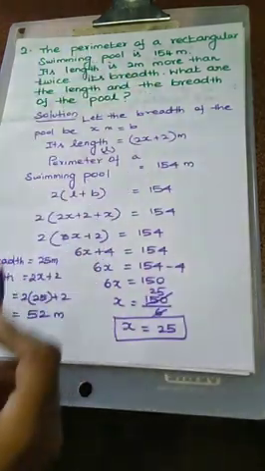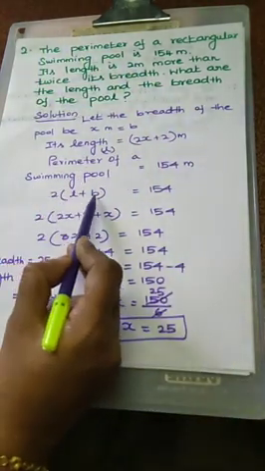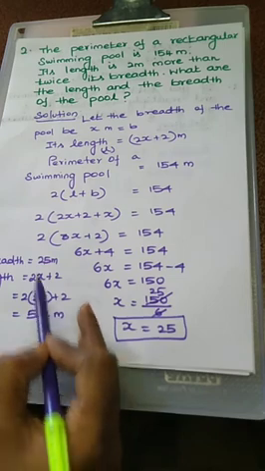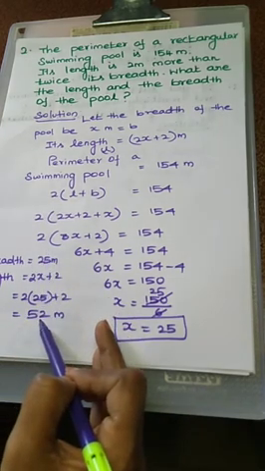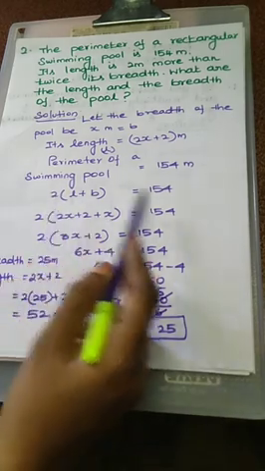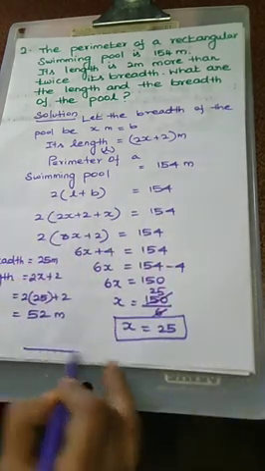You just check the value using the formula 2 of (L plus B). Because L is 52, B is 25. What is the value? 25 plus 52, that is 77. 77 into 2, 154. So, our answer is correct. Okay.